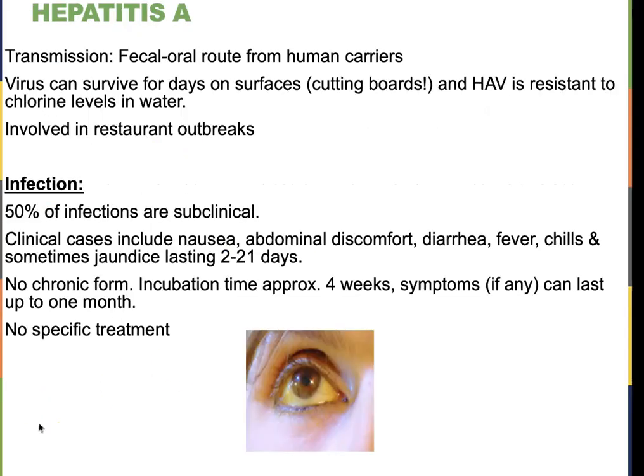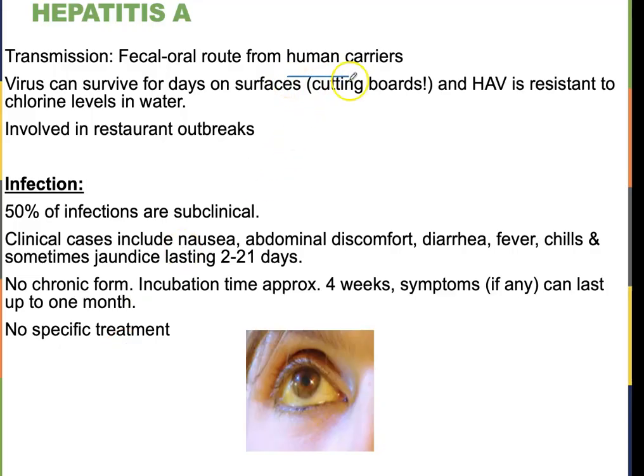All right, so A, B, and C. We're only covering A, B, and C. A, B, and C are kind of in line of severity. So A is the least severe. Hepatitis A is actually just a fecal oral food poisoning, and you have human carriers, asymptomatic carriers.